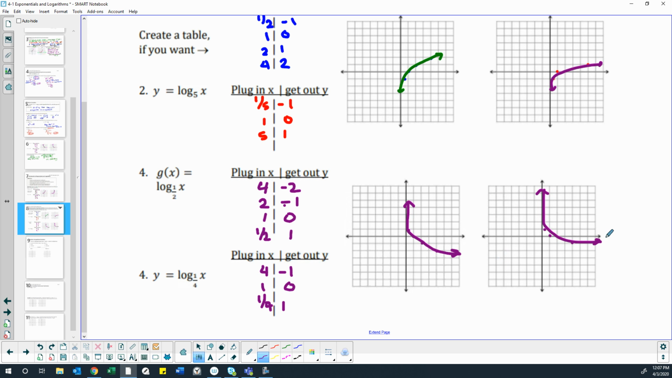So you can see how this one's flatter than this one because 4 is bigger than 2. This one's steeper, this one's flatter. The base 5 is flatter than base 2. Earthquakes are measured in a logarithmic scale base 10. Because of that, every time you go up a number on the seismic scale, like from a 4 to a 5, that's actually 10 times the energy in the earthquake.